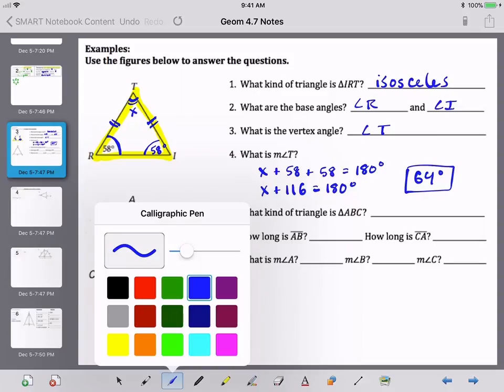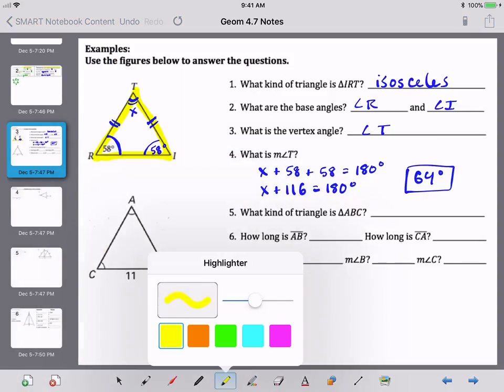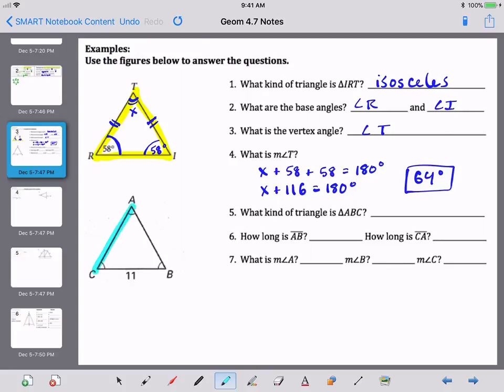Let's look at another example. This triangle ABC, we can see that all three angles are congruent. So I'm going to use theorem 4.8 and say if it's equiangular, it is equilateral. So I've got an equilateral triangle here. And if it's equilateral, what do we know about the three sides? They're all the same. So since BC is 11, that tells us AB is 11, and CA is also 11.